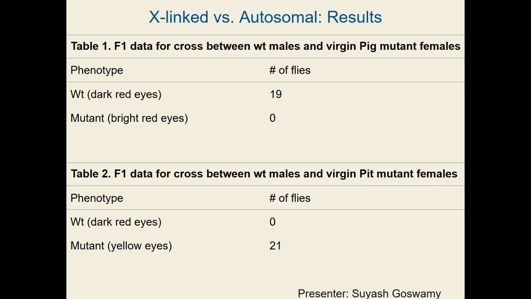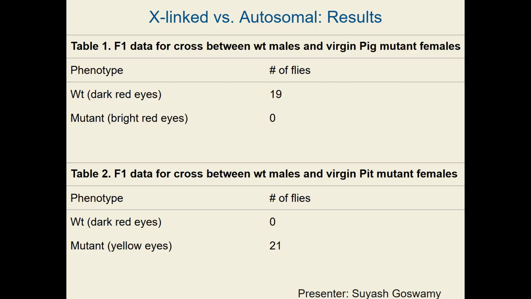This slide shows the F1 generation results from two separate crosses between wild-type males and virgin mutant females. Table 1 refers to pig and Table 2 refers to pit. As shown in Table 1, all 19 offspring that were collected had the wild-type dark red eye phenotype. None showed the mutant bright red eye phenotype. And in the mutant cross in Table 2, all 21 offspring had the mutant yellow-eyed phenotype and none showed the wild-type phenotype.